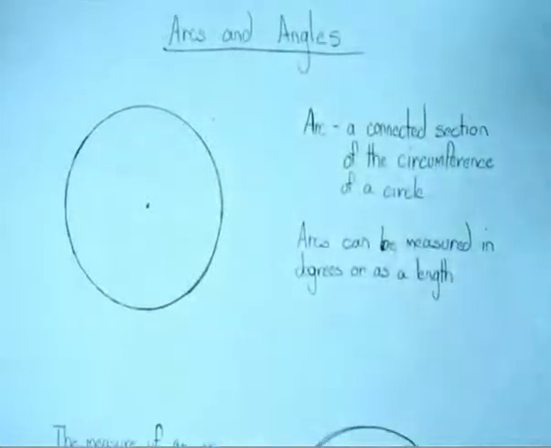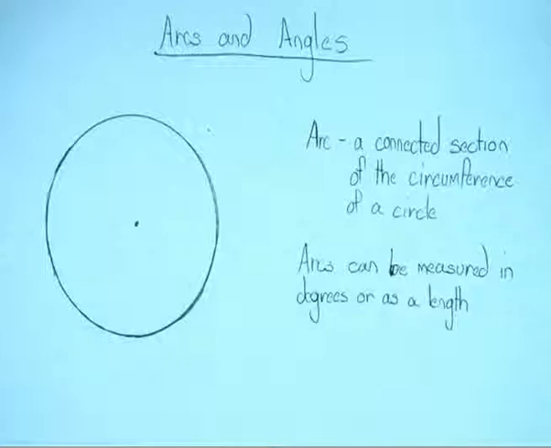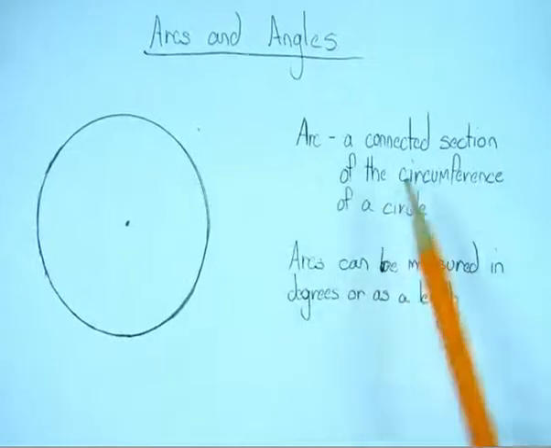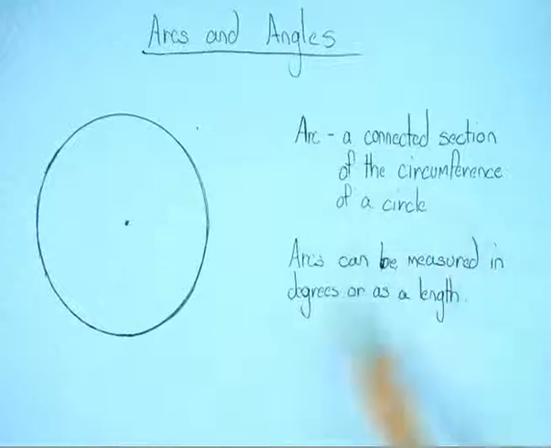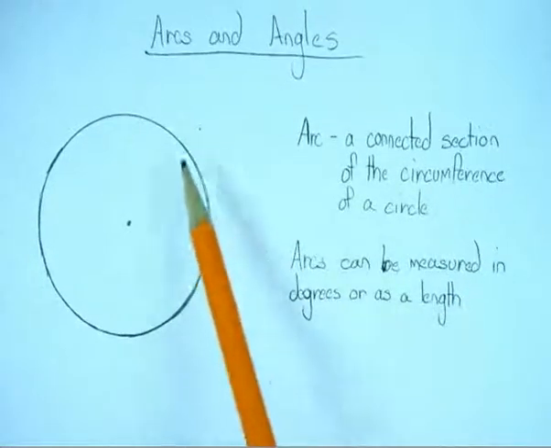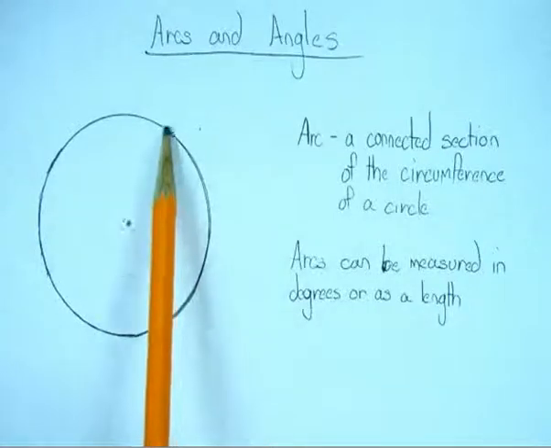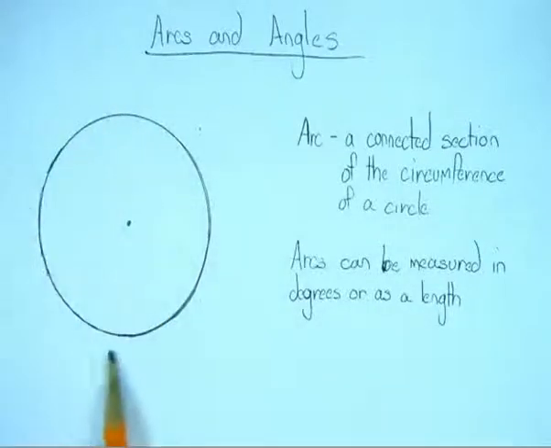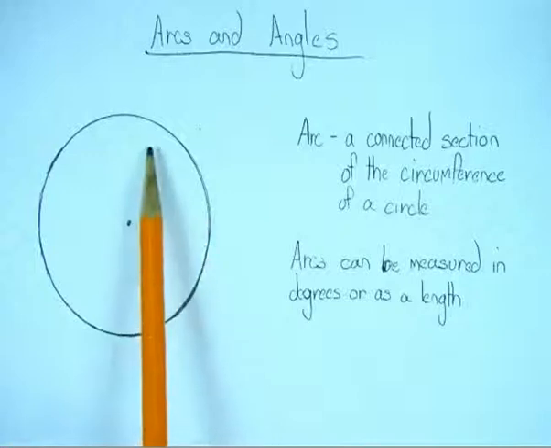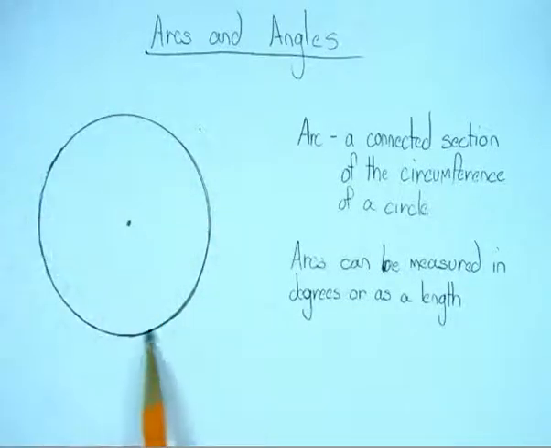Alright, in this video we're going to be looking at arcs and how they're measured angle-wise. So first let's talk about what an arc is. An arc is just a connected section of the circumference of a circle. The circumference of a circle, you can think of almost being equivalent to the perimeter of a circle. The circumference is the distance that you would travel if you walked all the way around the outside of the circle. So again, circumference is the length of the path along the outside of the circle.